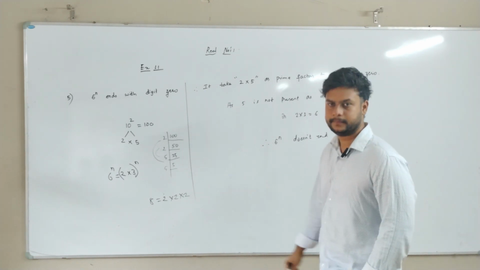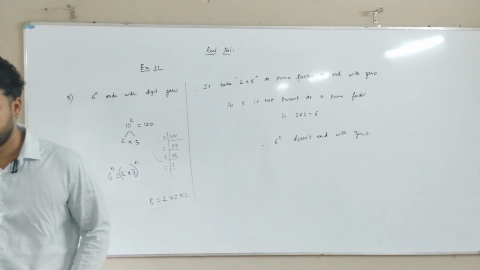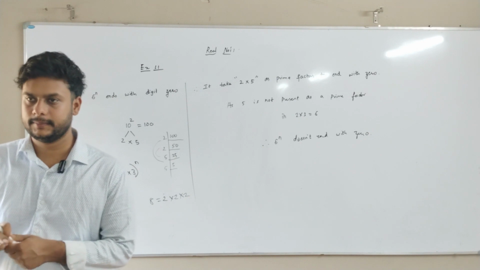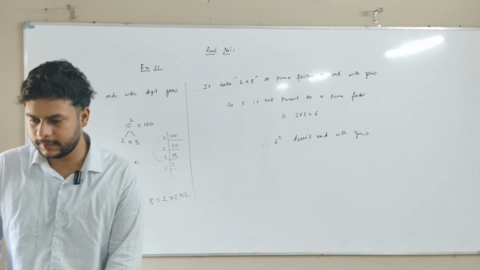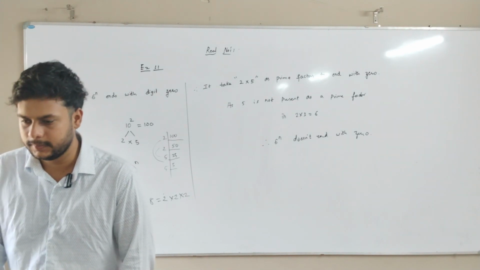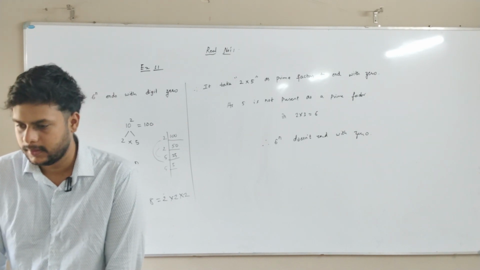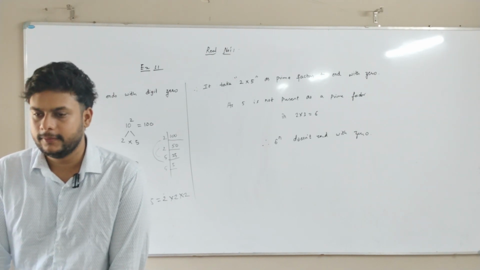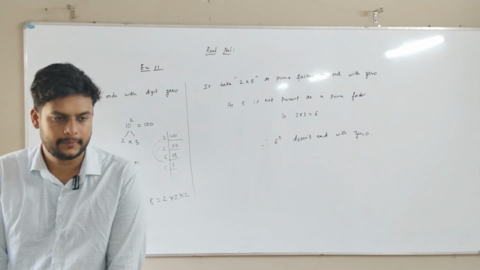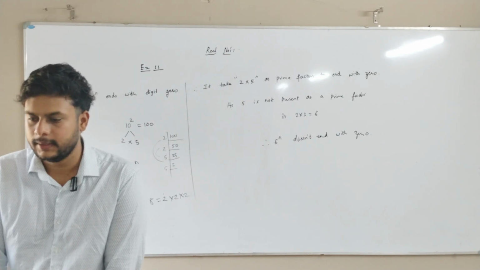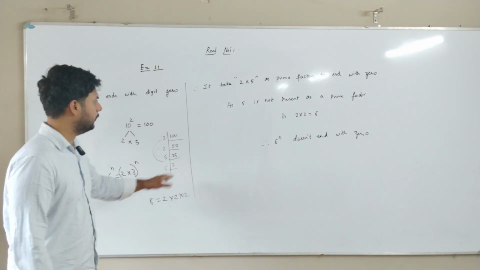Any doubts? One more sentence I will tell, write it first. 6 power n can end with 0 if 2 and 5 both are its prime factors. Therefore 6 is equal to 2 into 3 power n. Now write this.